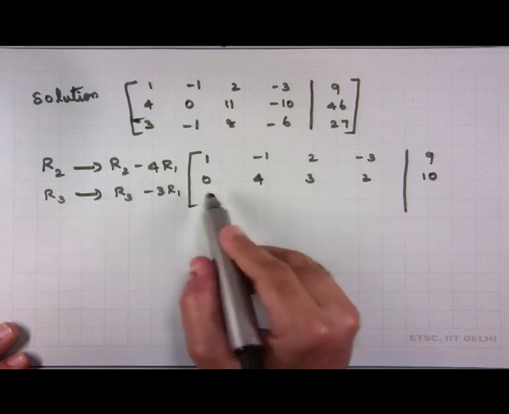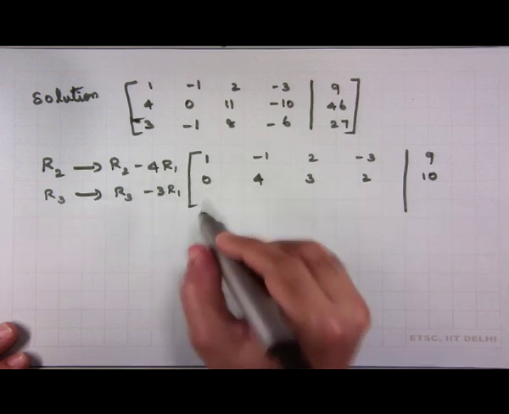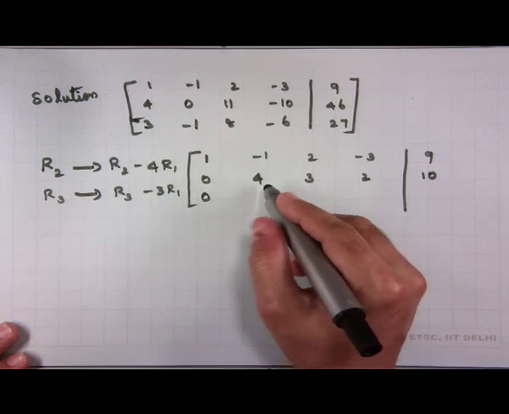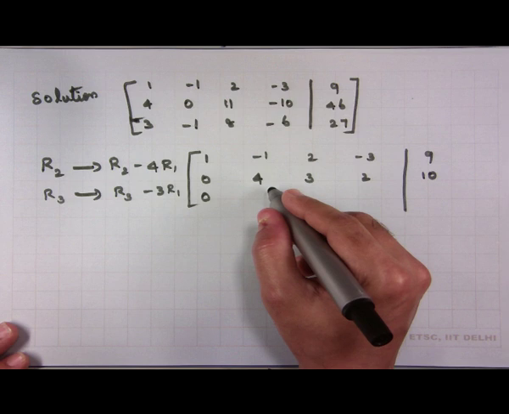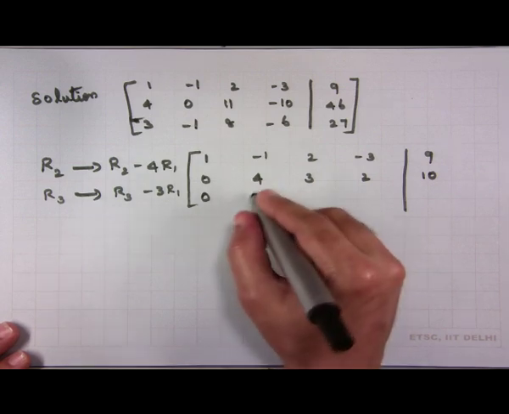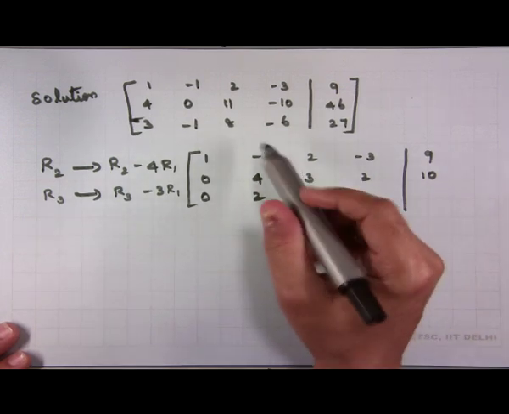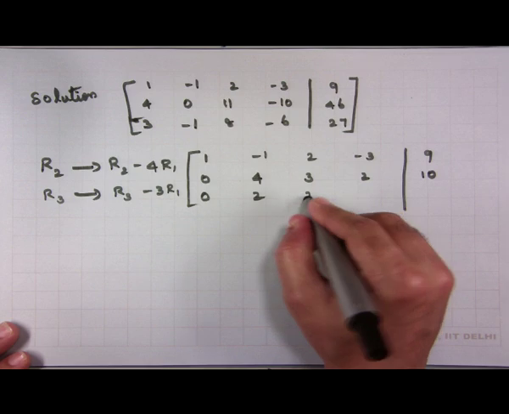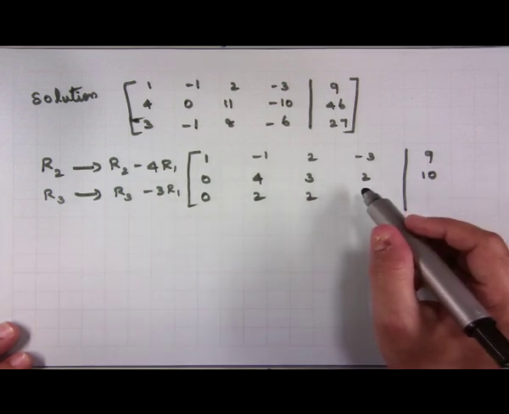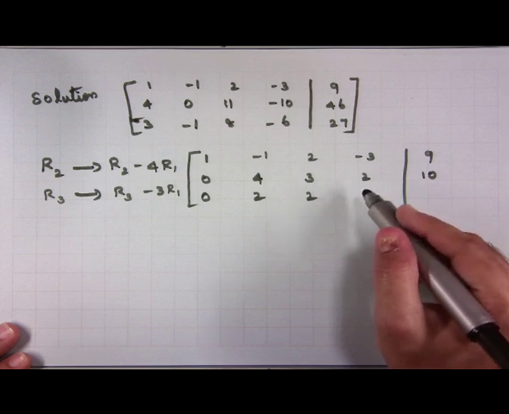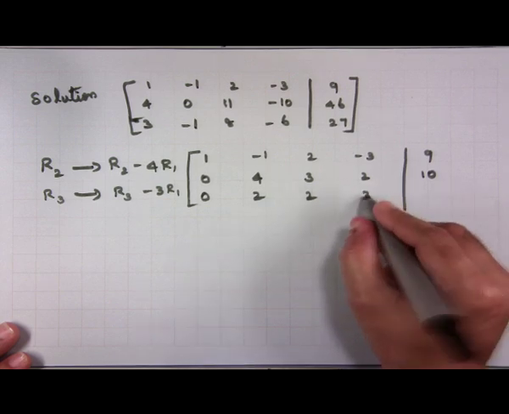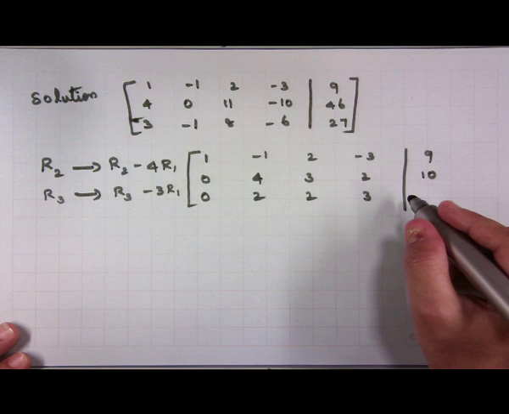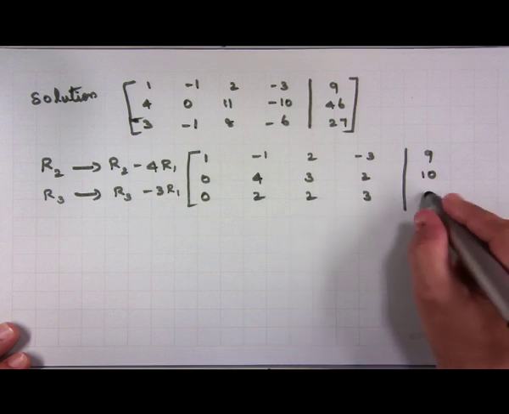Next one, R3 minus 3 times R1, which will give me 0 here. Next one, minus 1 minus 3 times minus 1, which is minus 1 plus 3, you have 2, 8 minus 3 times 2, which is 8 minus 6, which will give me 2, minus 6 minus 3 times minus 3, which means minus 6 plus 9, which will give me 3, 27 minus 3 times 9, which will give me just 0.